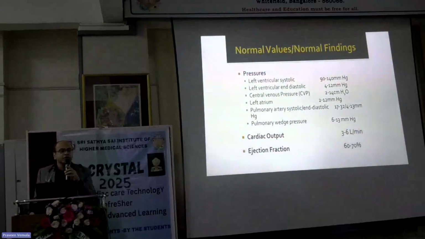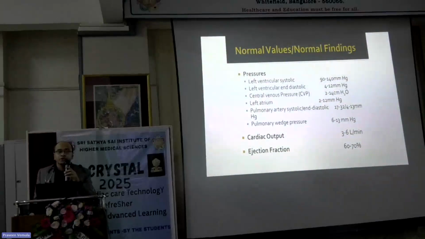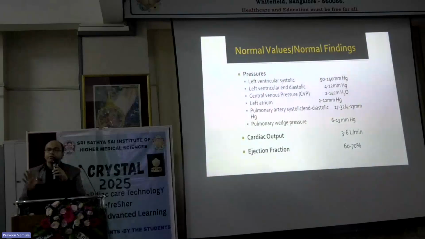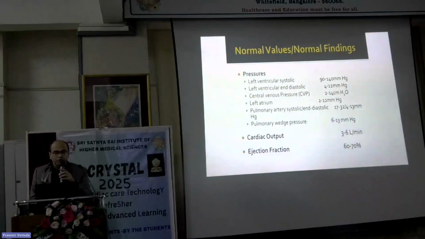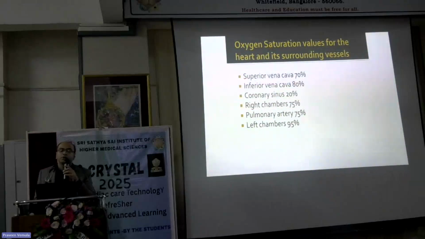Normal findings, they always ask you this. I think a couple of years back, 3 or 4 years back in the midst of COVID, there were 7 or 8 questions on congenital in paper 2 or paper 3, I think. People were harangued with that kind of paper. So you should know at least the normal values, the normal findings of the chambers, normal oxygen saturations.